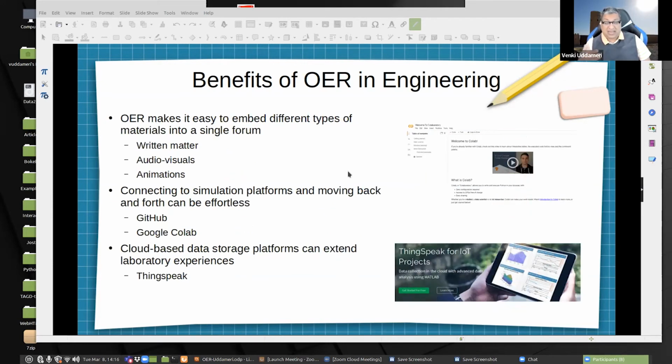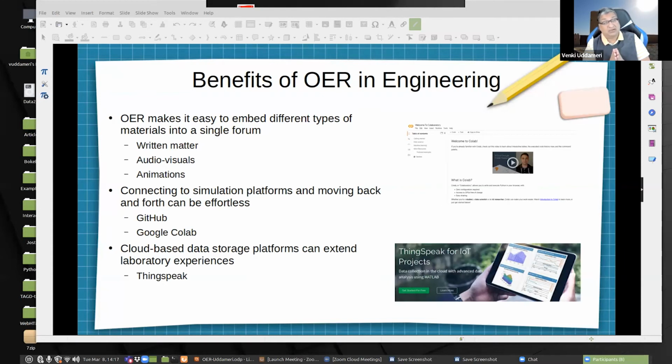So this is where I see a lot of excitement when it comes to OER, because OER makes it extremely easy to embed different types of materials into a single forum or a single platform. That makes it very easy to engage with students, interact with students, and turn their individual learning into somewhat of an interactive learning mechanism.